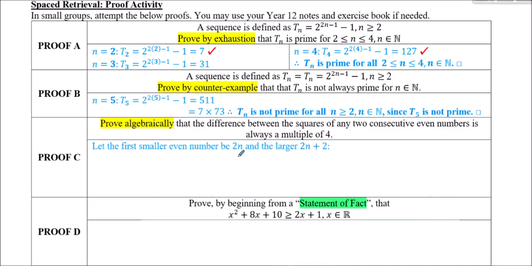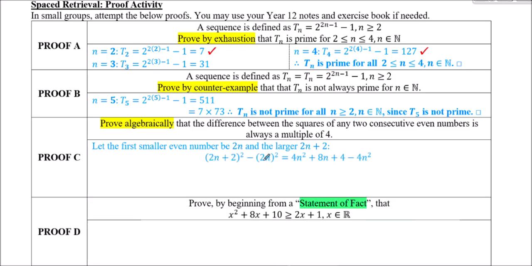The first even number I'm going to call 2n, in other words, just some multiple of 2. And the consecutive one will be 2 bigger than that. So the larger even number, which is consecutive to the first, will be 2n plus 2. And to find the difference, that's just one value subtracted from the other, normally the smaller from the larger. But it's not the difference of these consecutive even numbers, it's the difference of the squares of them. So the next step is to do (2n plus 2) squared minus (2n) squared.